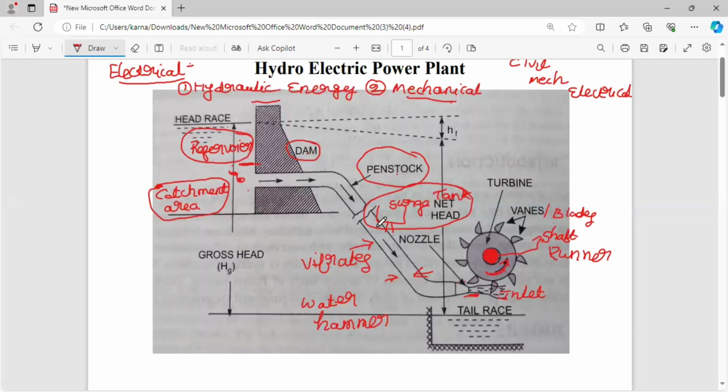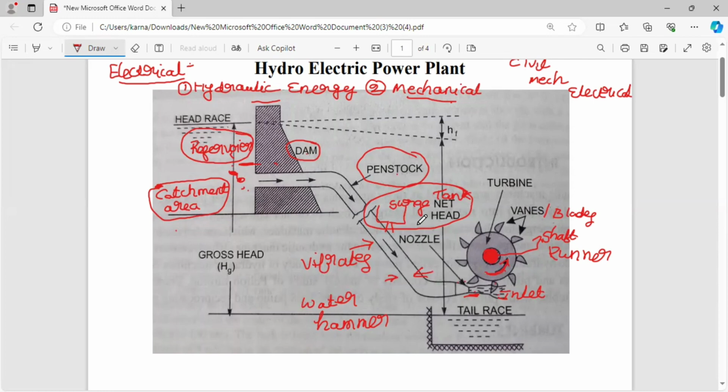From the competitive examination point of view, they may ask about each and every component. Catchment area means the place where a large quantity of water is available. Reservoir means the place we use to store the required amount of water. The dam is used to control the flow of water. The penstock pipe carries the water from the reservoir to the inlet of the turbine. The surge tank is used to avoid water hammer in the penstock pipe. Now the hydraulic energy in the reservoir is converted into mechanical energy.